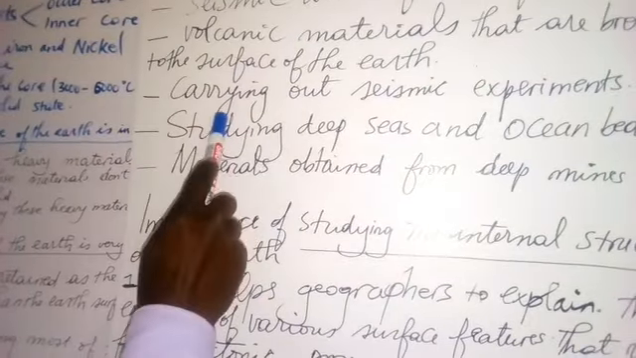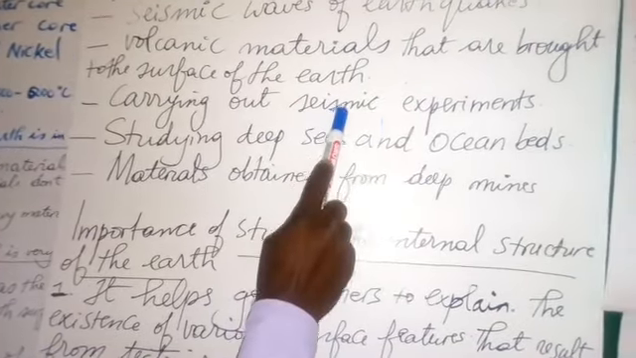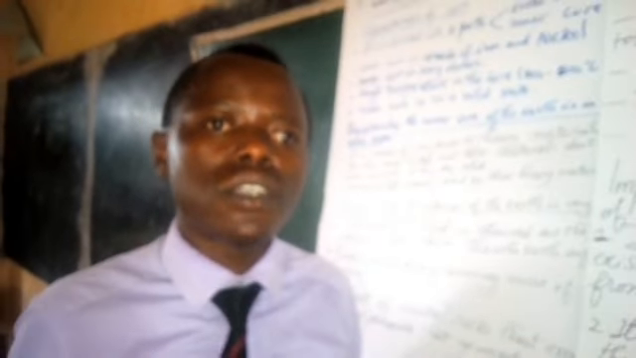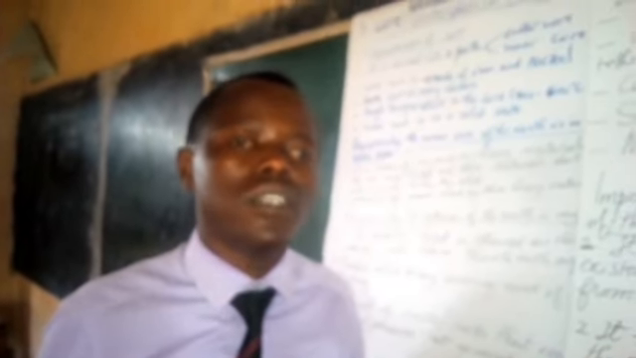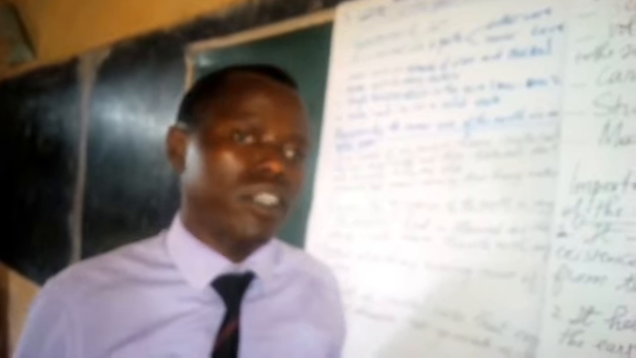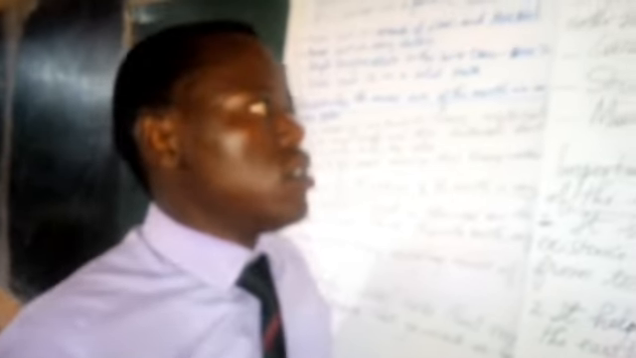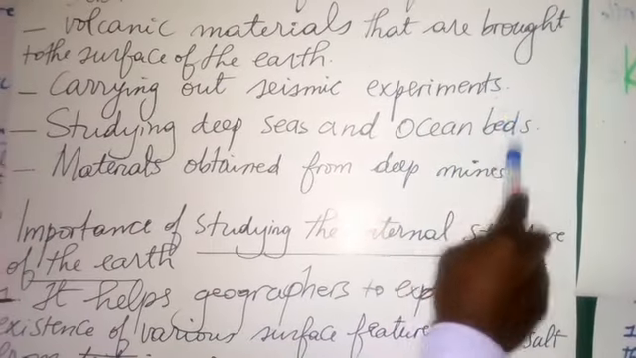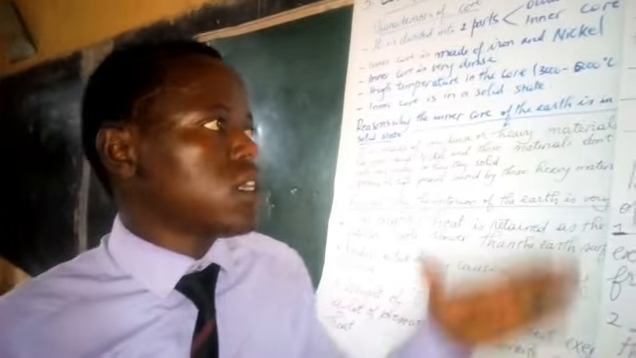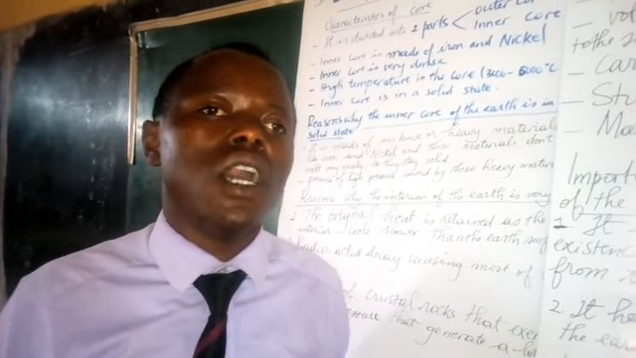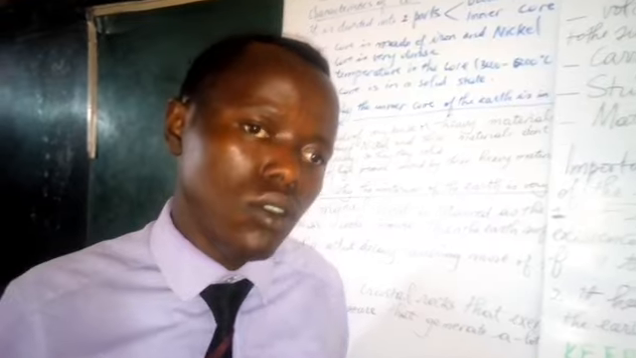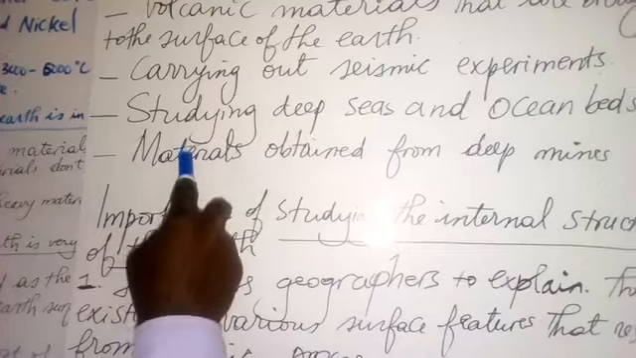Source number three: carrying out seismic experiments. When you carry out seismic experiments, you can get some information about the interior of the earth. Next is deep sea and ocean beds. When you are studying deep sea and ocean beds, you can get information about the interior of the earth.